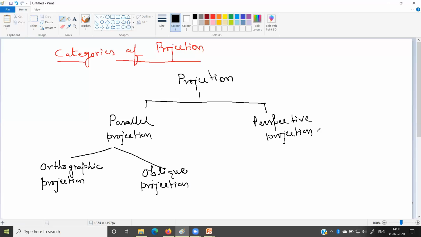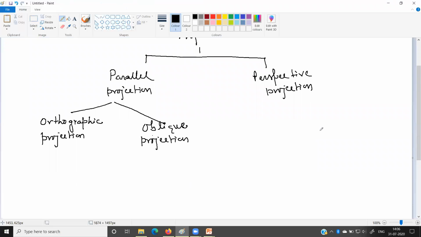Now, this oblique orthographic projection, first we'll categorize orthographic projection. The orthographic projection is again divided into three categories depending on the view placement of the viewpoints. So they are the top view, front view, and the last one is side view.